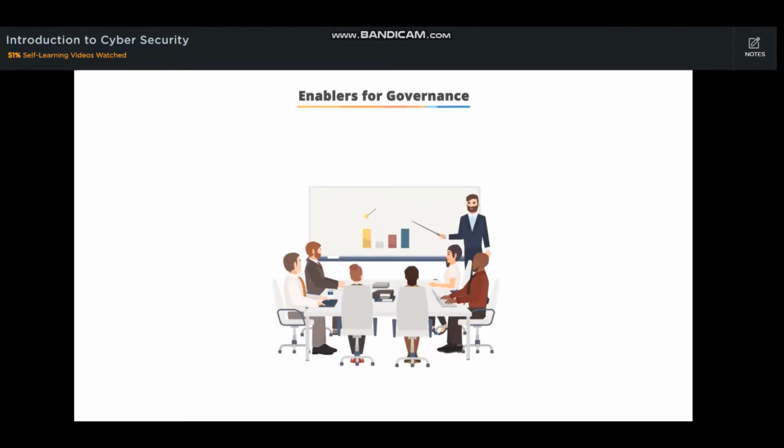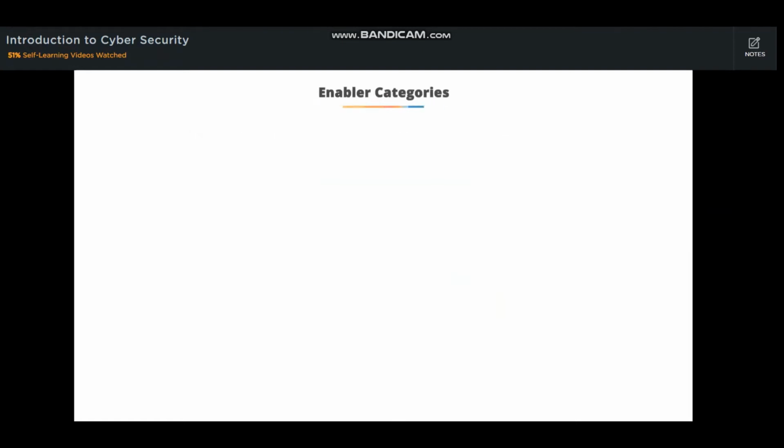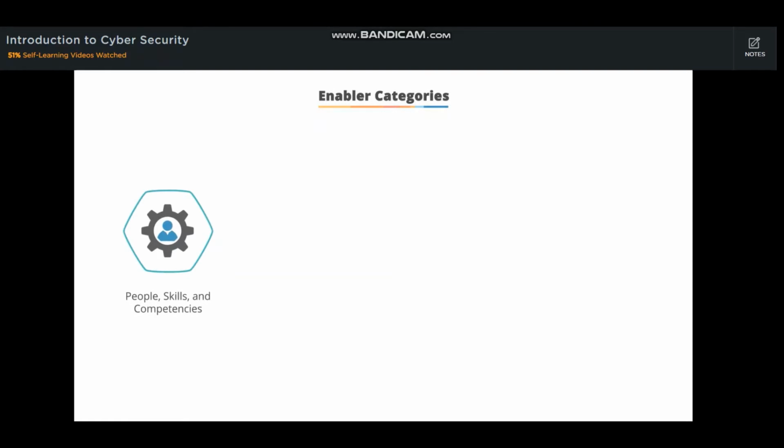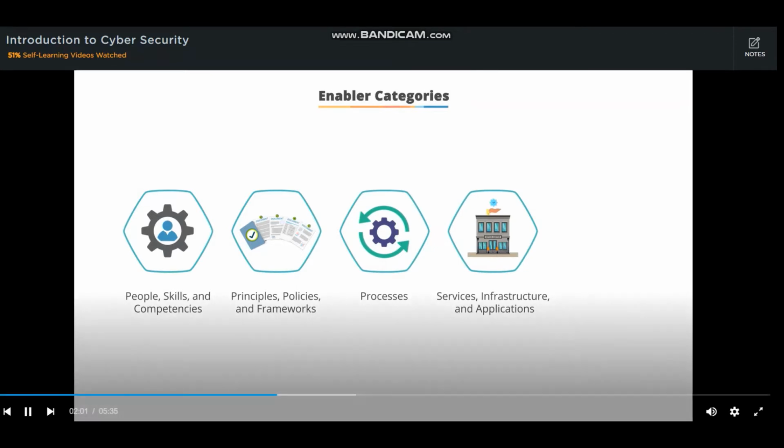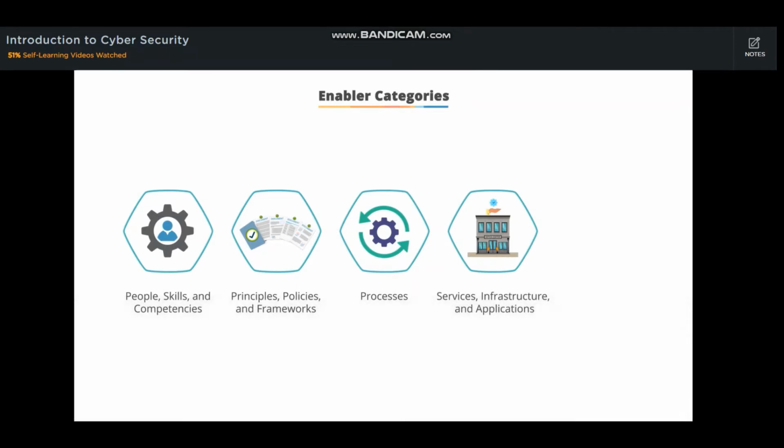Enablers for governance. Enablers are factors that individually and collectively influence whether something will work. Enablers are driven by goals. So, enabler categories: What kind of people do we have? What kind of skills do they have? Competencies. We may have principles, policies, or frameworks, processes, services, infrastructure, applications, and then finally, culture, ethics, and behavior.